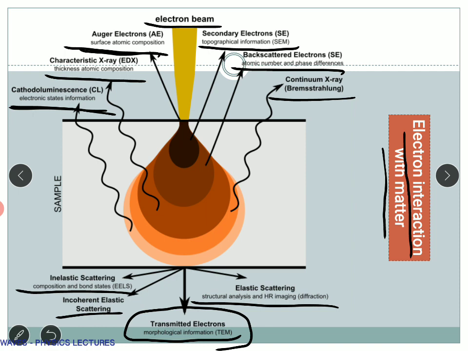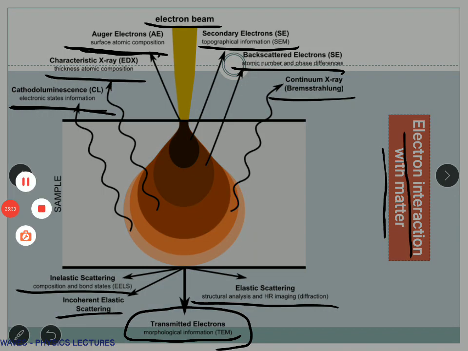Okay, so we will stop here. In the next lecture I am going to start with the different kinds of electrons that are emitted, in more detail, when an electron beam interacts with the sample.